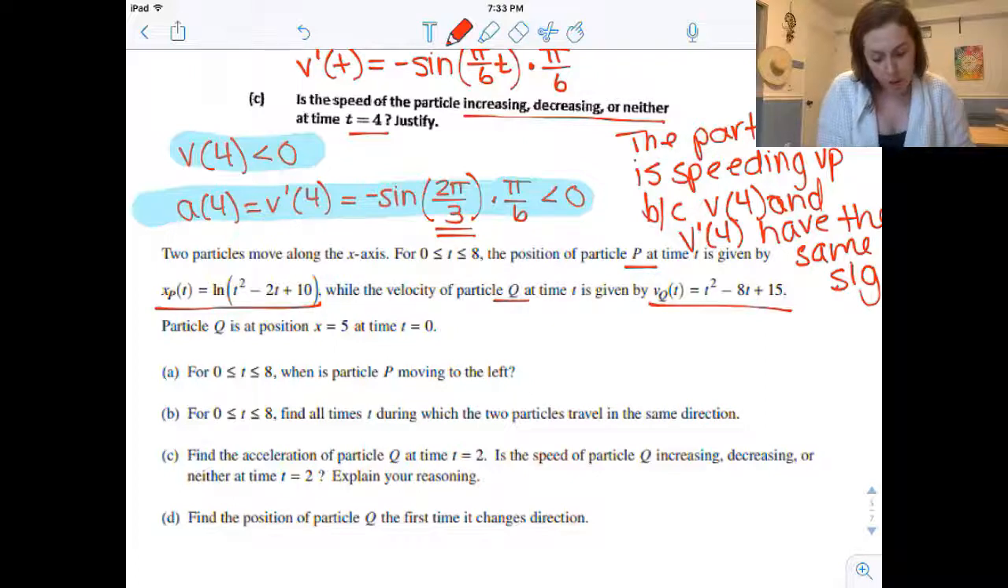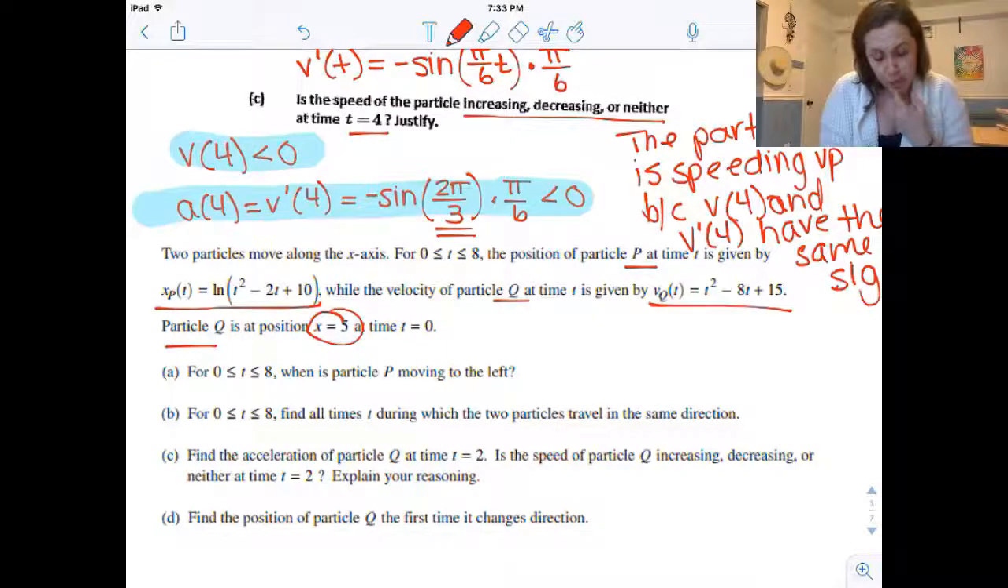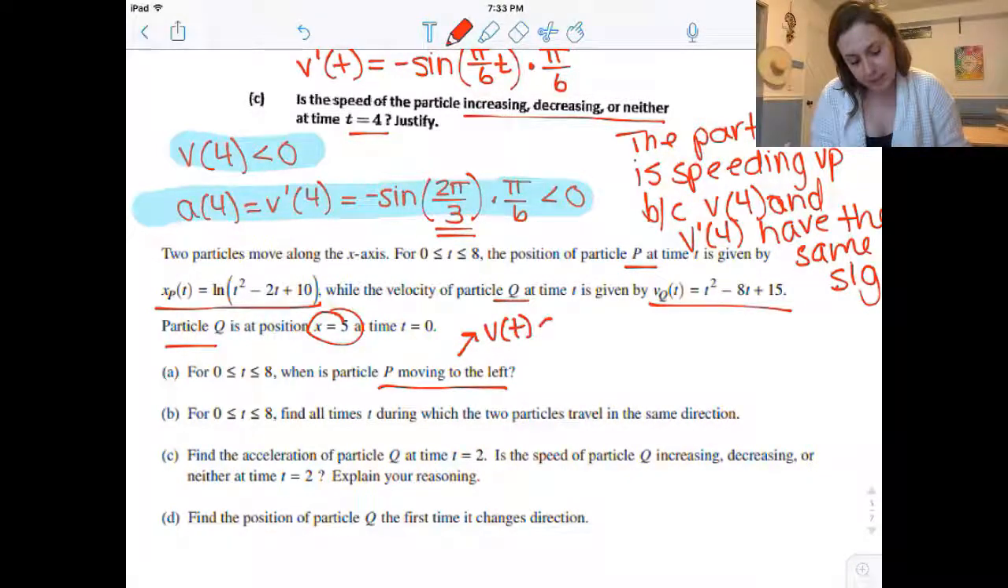Particle Q starts at position x equals 5, initial amount. So from 0 to 8, when is P moving to the left? Moving to the left would mean v of t is negative. And I want to find this out for particle P.